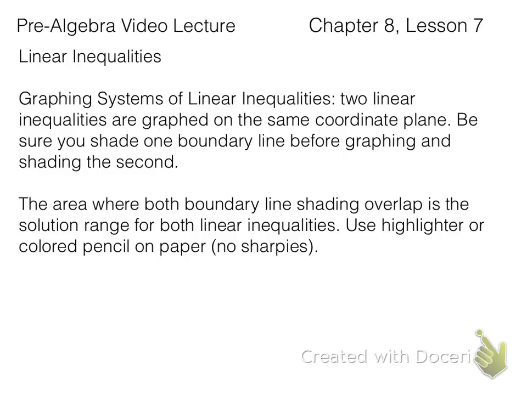Now, the cool thing is that the area where both boundary line shadings overlap, that is the solution range for both linear inequalities. So if I said, find me a point that works for both linear inequalities, you want to find a point where both of the shadings are.